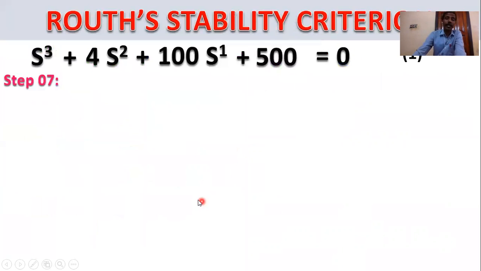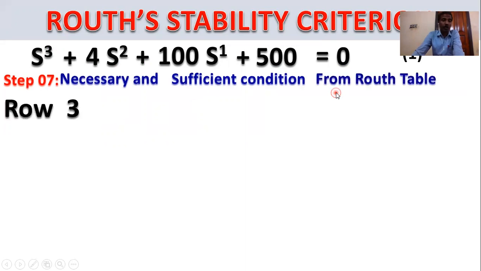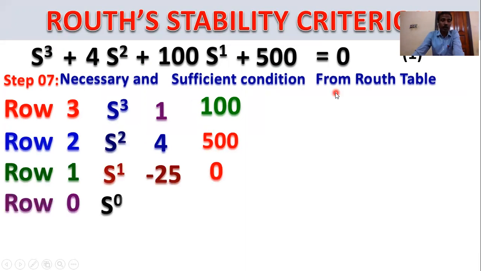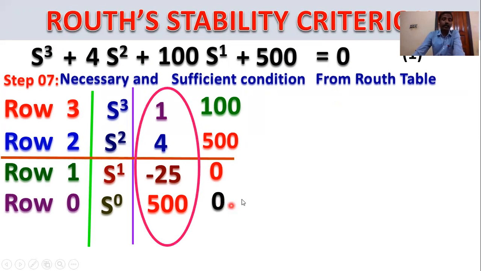Then the Routh Stability Criterion. This is the characteristic equation. The necessary and sufficient condition is read from the Routh table. Rows S cube, S square, S to the power 1: 1, 100; 4, 500; minus 25, 0. This is the first column: 1, 4, minus 25 and 500.